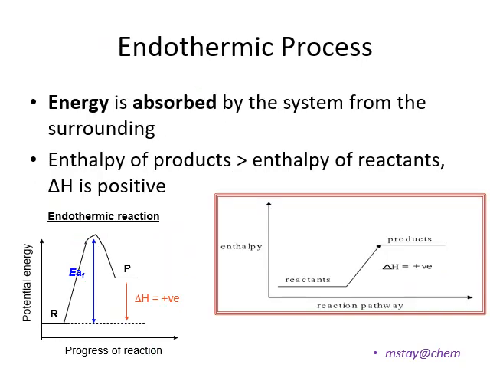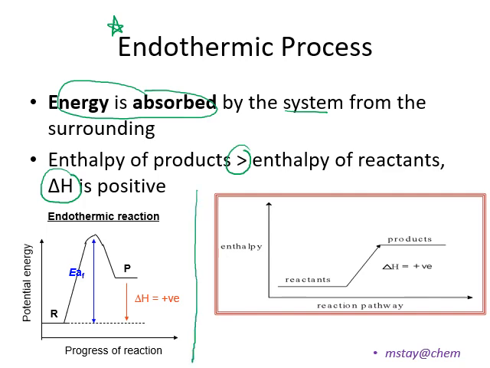For sure, we will also discuss the endothermic process. An endothermic process is a process where energy is absorbed by the system. So the enthalpy of the product will be greater than the reactants, and the delta H will be positive. This slide also shows two energy profiles for you, one with the activation energy and the other without the activation energy.